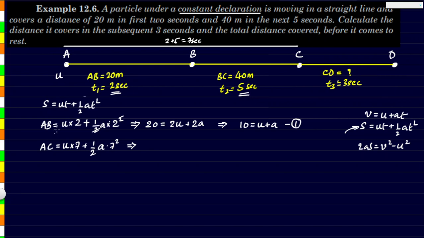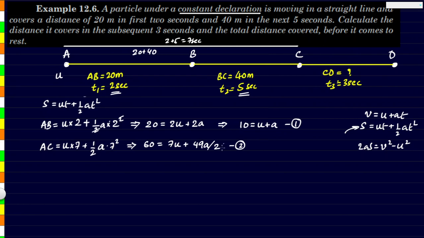Let us again simplify this. A to C, again, the total distance we have to find. So we substitute 20 plus 40, which comes out to be 60. So 60 equals 7U plus 49A divided by 2. This is our equation number 2.